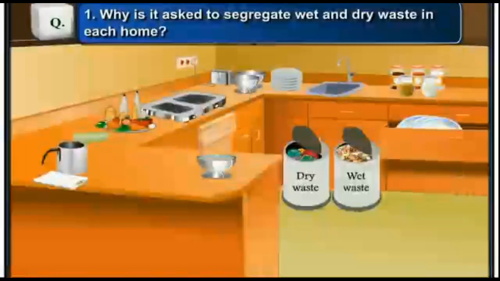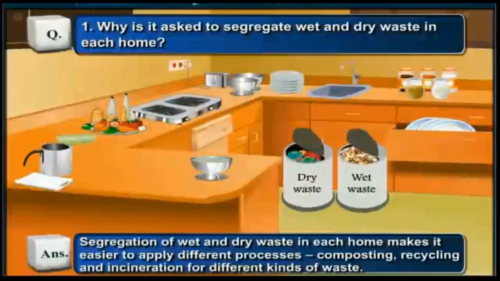Now, why is it that the municipality asks us to segregate, to separate the wet and the dry waste? Segregation of this waste in each home makes it easier to apply different processes like composting. Composting happens only for organic waste, that is leftover food, fruit peels, etc. So unless we separate the wet waste, the kitchen waste, from the dry waste, which can be sent for recycling as well as for incineration.